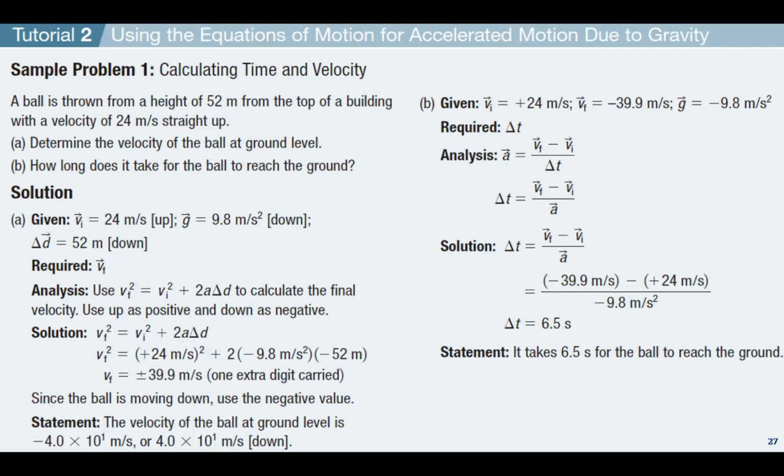Note that we have the following relationship, right? Acceleration a equals Vf minus Vi over delta t. So delta t equals Vf minus Vi over acceleration a. Therefore, put all the values in because we know Vf, Vi, and a. Put all the values in, we have delta t is approximately 6.5 seconds. Therefore, we can make the final statement. It will take approximately 6.5 seconds for the ball to reach the ground.